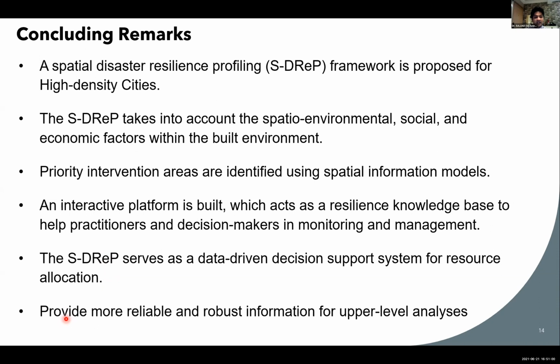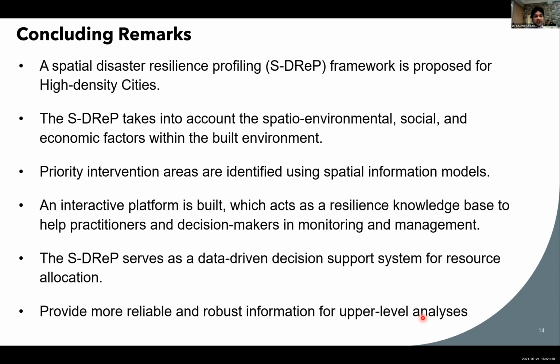Lastly, the framework provides more reliable and robust information for upper level analysis. For example, if we want to move from building level analysis to district level and from district level to city level analysis, there will be some uncertainty due to scale aggregation, but it will be more reliable as compared to getting the data on city level or district level and then using that.